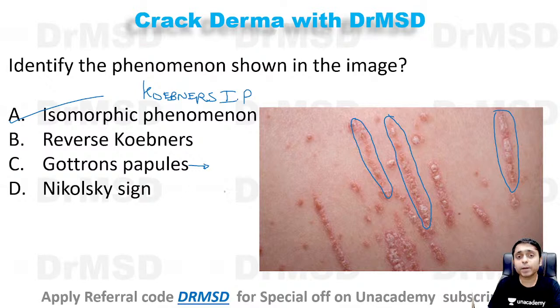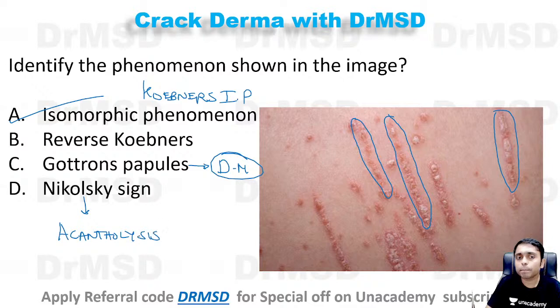Yes, very good. Dermatomyositis, excellent. And Nikolsky sign, I have already told you, is seen in pemphigus vulgaris, but not only pemphigus vulgaris. Just remember, any condition where there is acantholysis as the underlying pathogenesis, we can see Nikolsky sign.